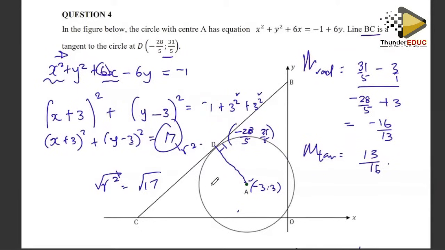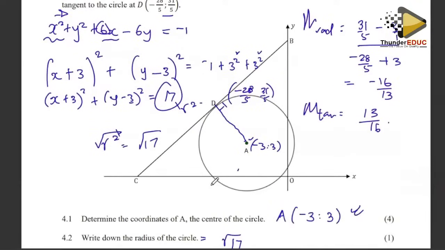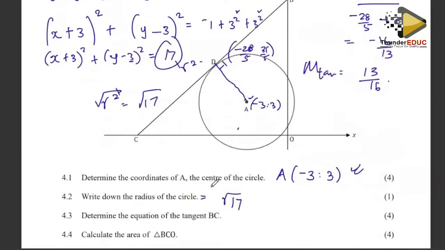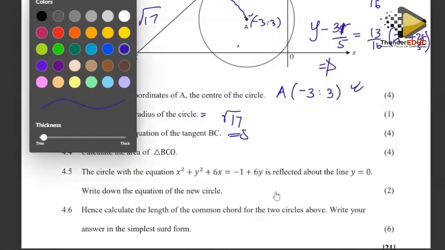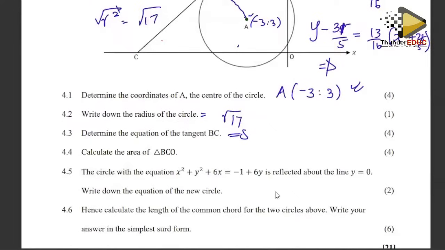Do we have a point that we're using? Because they want the equation. So we can use the same point, the 28 and so on. Meaning that it's going to be y minus, no, it's 31 over 5 is equal to 13 over 16 into x minus minus, which is a plus 28 over 5. Open the brackets and collect the like terms. I don't know why this paper used fractions so much, but not a problem.